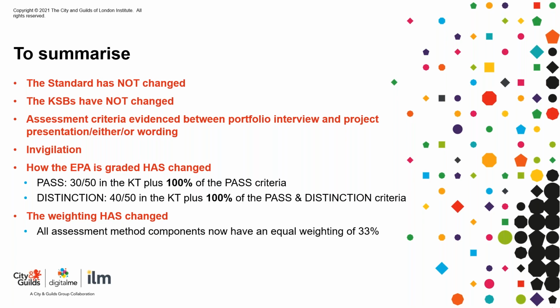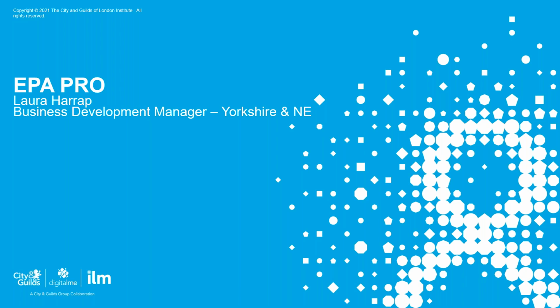Now, remembering that there's no capping on AP03, and so if a resit or retake is required, a learner can still achieve a distinction if the evidence generated within that resit or retake has met all the distinction criteria and all the pass criteria.